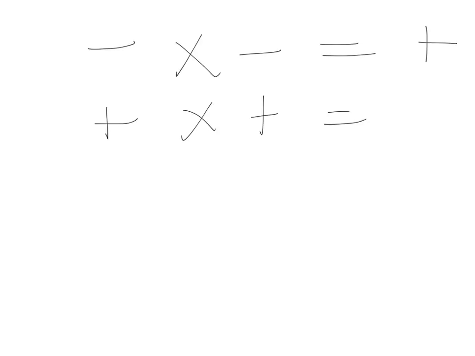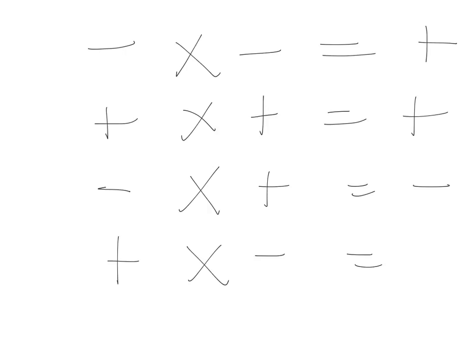Hi guys, let's talk through our algebra rules so far. So when we're multiplying, a minus multiplied by a minus gives me a plus, plus multiplied by a plus gives me a plus, minus multiplied by a plus gives me a minus, and a plus multiplied by a minus gives me a minus.